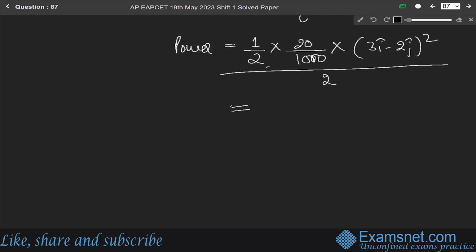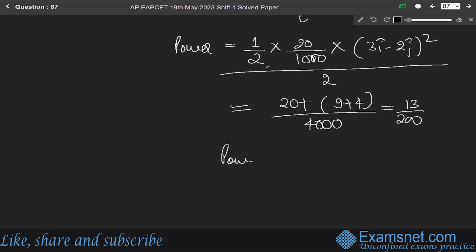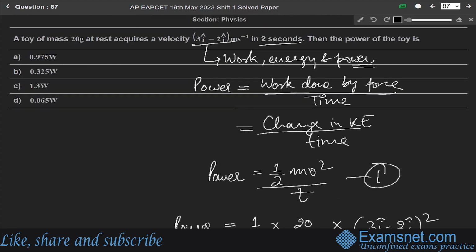Now solving it, we get 20 plus, taking its magnitude, 9 plus 4 over 4000. So it will be equal to 13 over 200. So we get power is equal to 6.5 over 100, which means 0.065 watt. This is our final answer. So our correct option is option D.